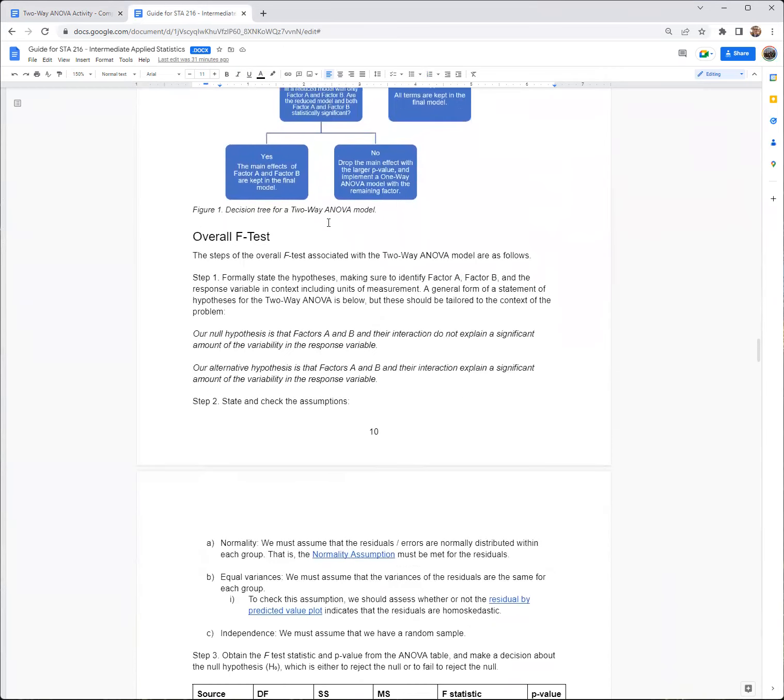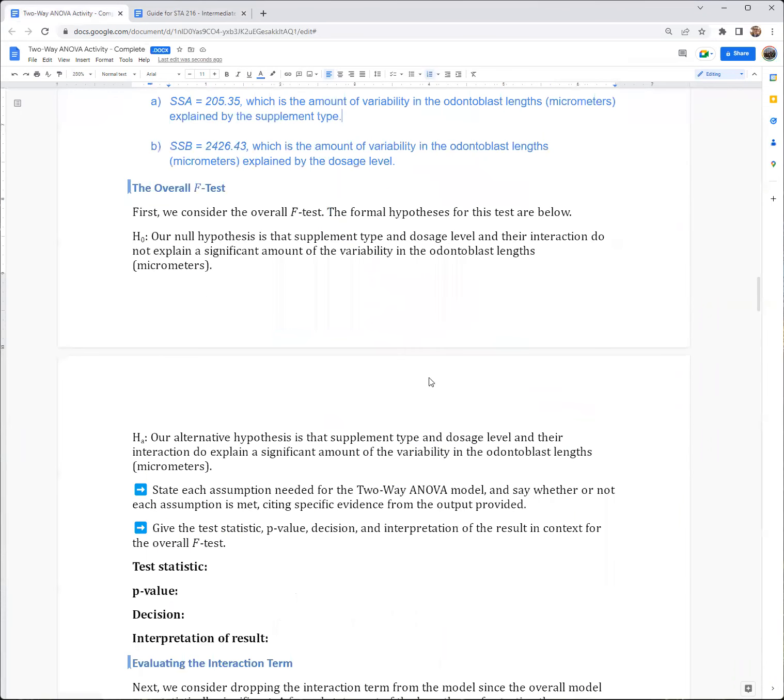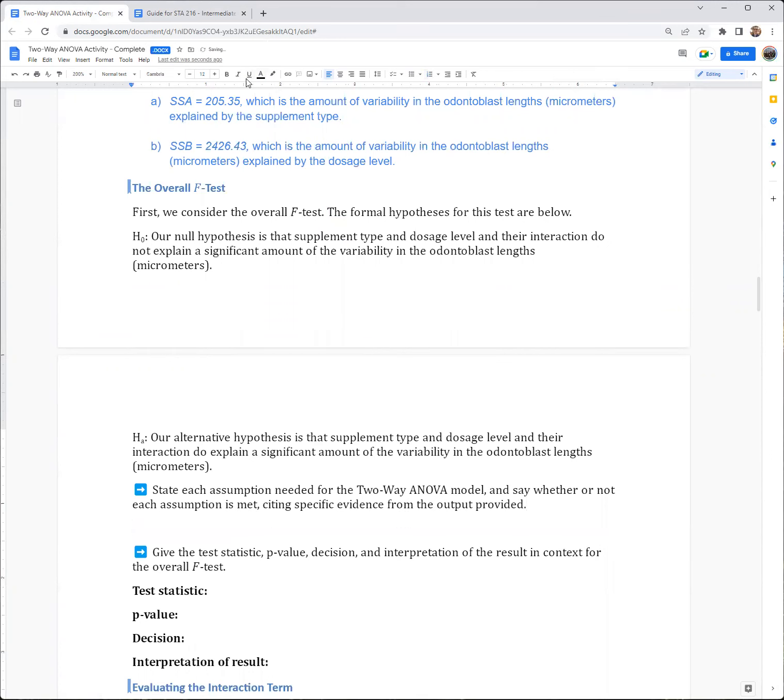You can see a general blueprint interpretation for this overall F-test for the two-way ANOVA model in the guide for Stat 216 document, but here we're just giving it right away for this context. So that's what we're testing. Before we can conduct the overall F-test, we need some conditions to be met, some assumptions to be true in order for this inference to be valid, in order for the p-value that we end up getting to be valid.